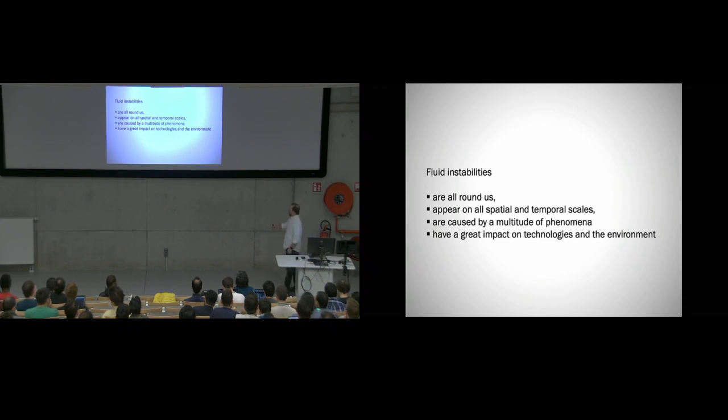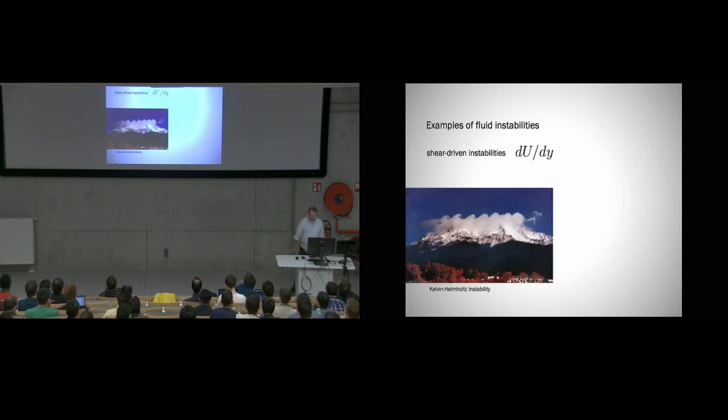And they're caused by a multitude of phenomena. I'm going to show you a few examples on the next slides. They also have a great impact on technologies and environment. We do have to care about instabilities because they limit the operational range of a fluid device, and they are responsible for safety margins of certain devices and so on. Okay, so here are a bunch of examples of fluid instabilities, and I'm going to write down what the main component of each one is.